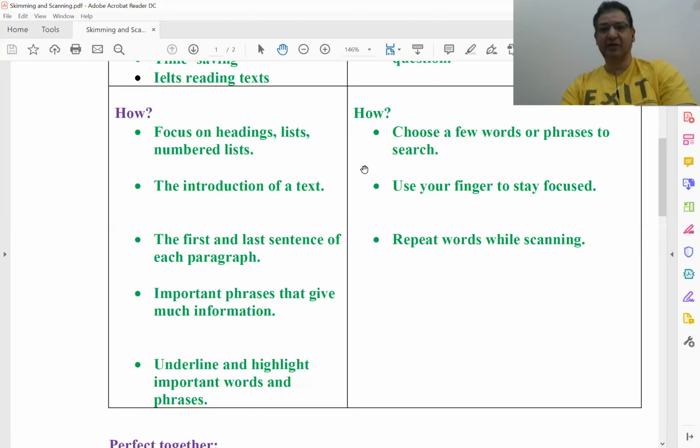For example, I am looking for the word co-activation. So I say co-activation, co-activation, co-activation. So you repeat the words while scanning, so you do not forget what you are looking for.